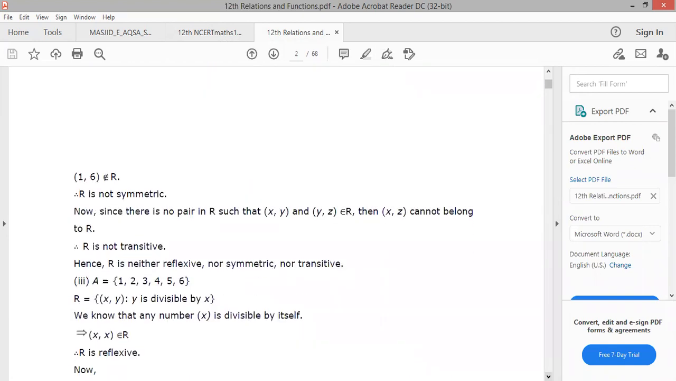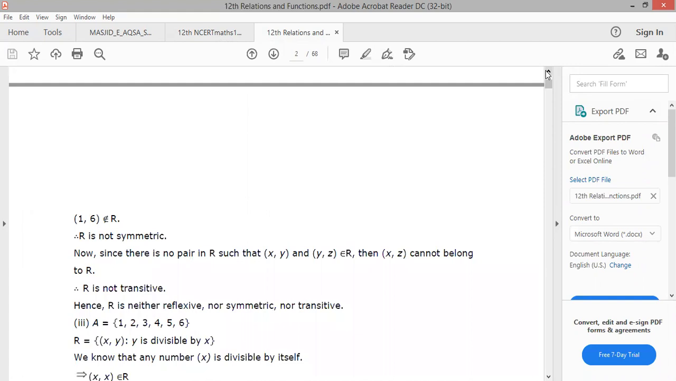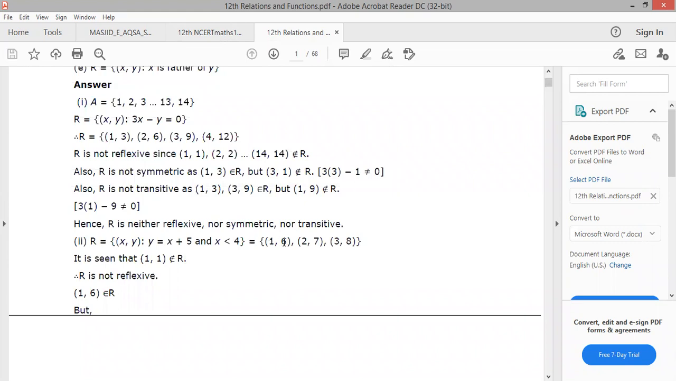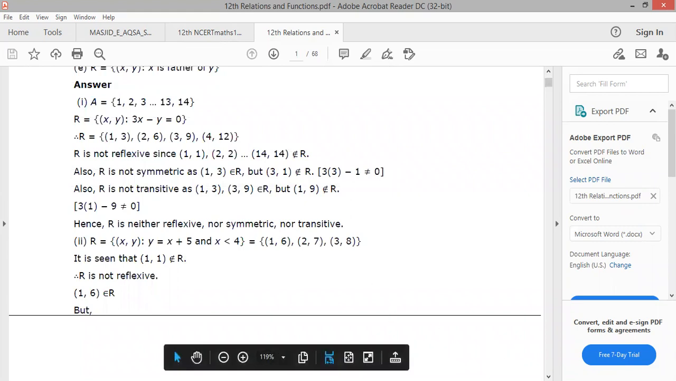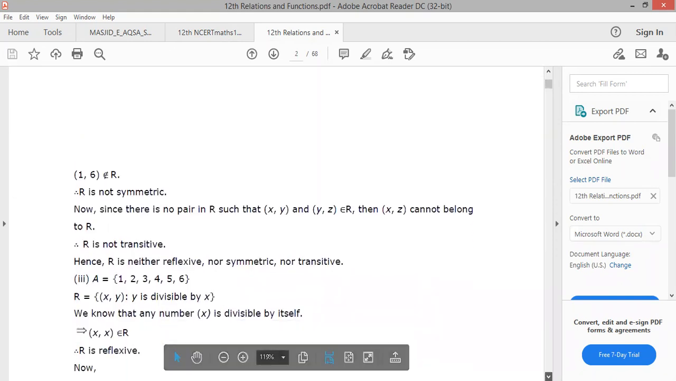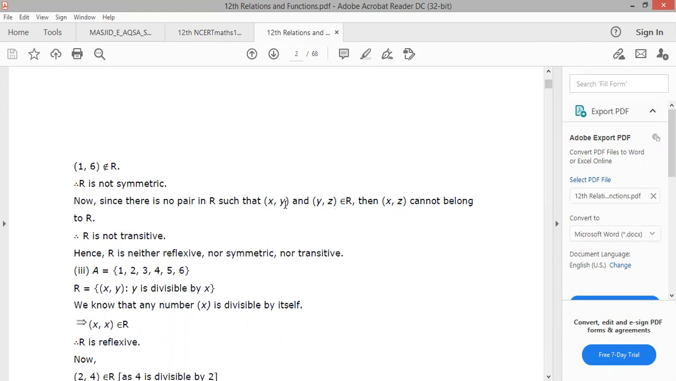So is this given relation transitive? No, not at all, because you see here in this question, we have 1, 6. Since no pair in R is such that if it is xy and yz, then xz cannot belong to R. R is not transitive, so we see that it's not a transitive relation.